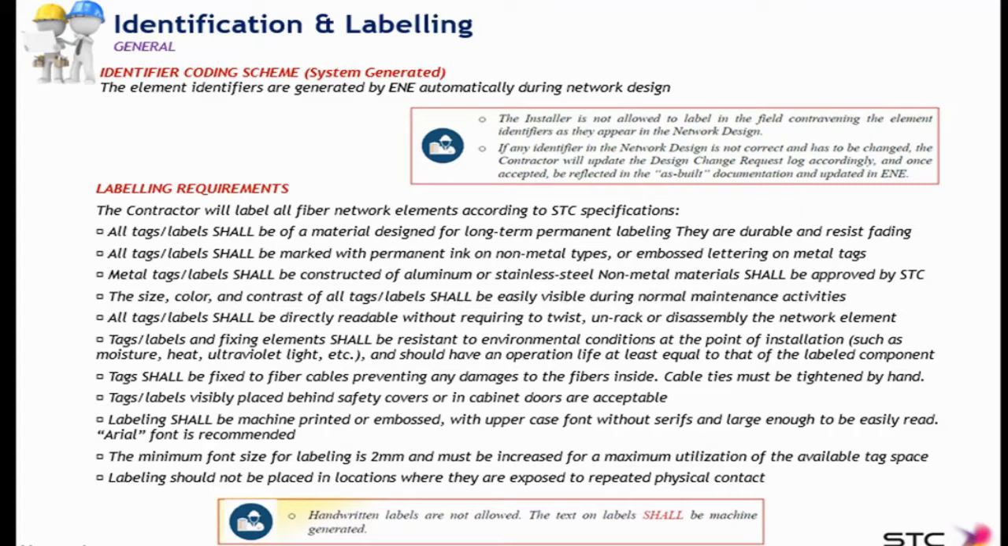The labeling must be machine printed or embossed if the labels are metallic. Use upper cases and occupy the entire label area. The preferred font is Arial. Last point, do not expose repeatedly the labels in physical contact with other elements. Keep in mind that handwriting for labels is not allowed. They have to be machine generated. There is only one exception that we will see later on.